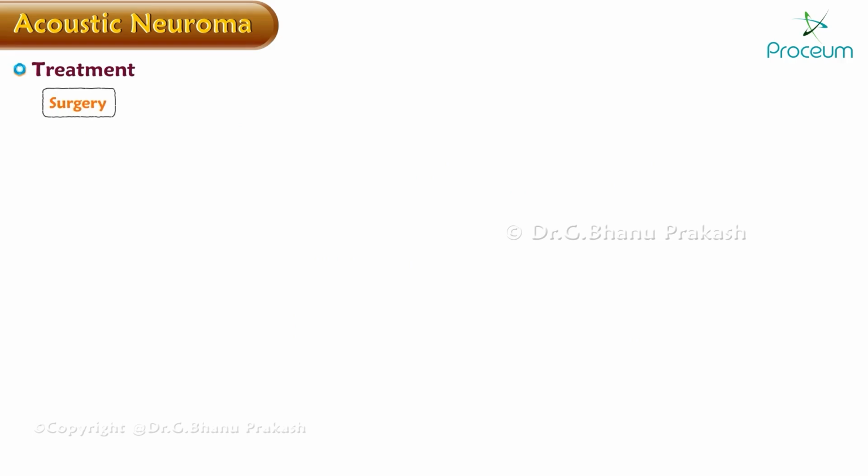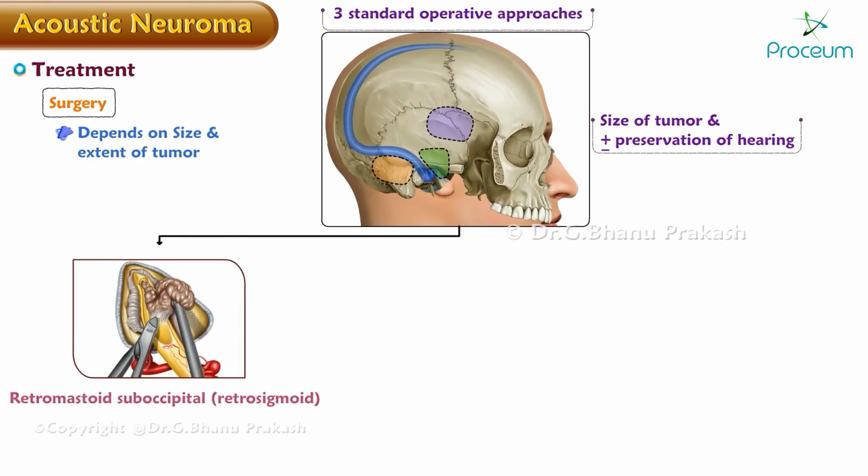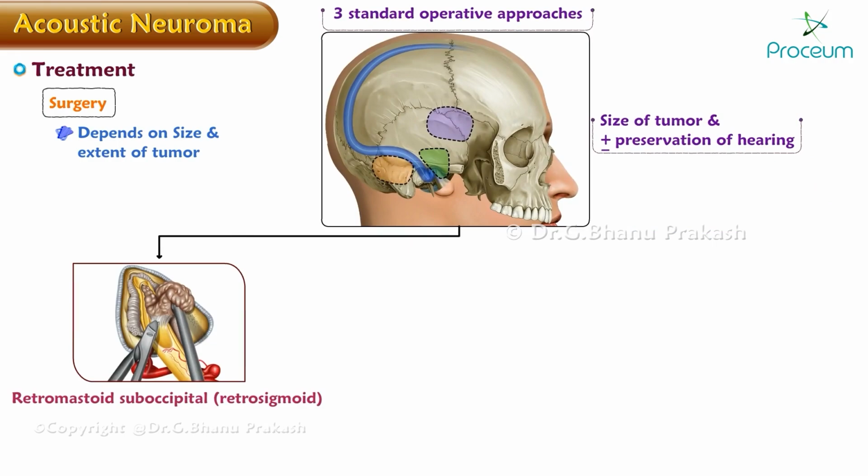Surgery. The surgical approach depends on the size and extent of the tumor. There are 3 standard operative approaches. The selection of a particular approach is determined by a number of factors, including the size of the tumor and whether or not the preservation of hearing is a consideration. Retromastoid suboccipital, retrosigmoid. The suboccipital approach can be used for any size tumor with or without attempted hearing preservation.